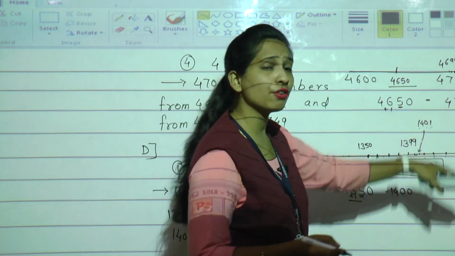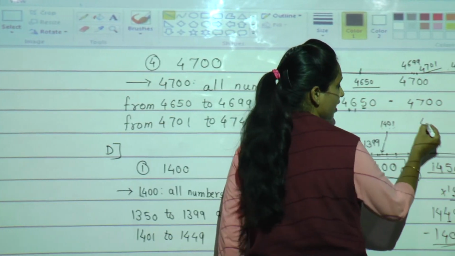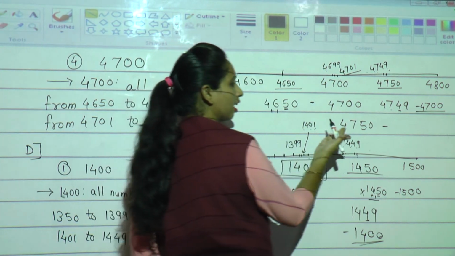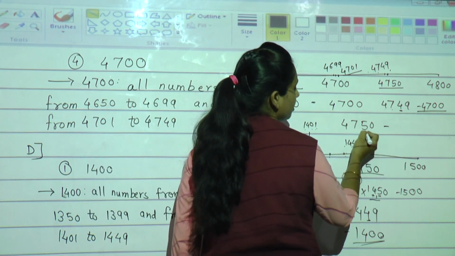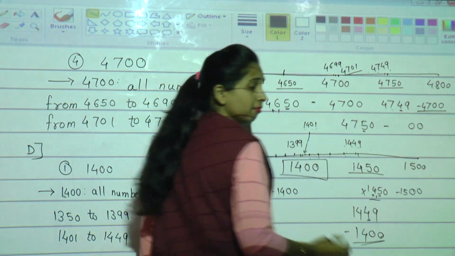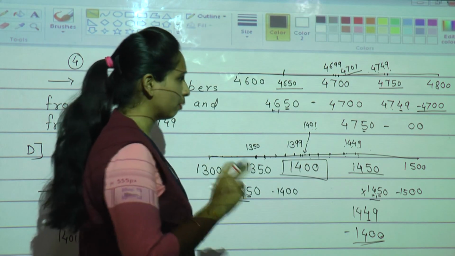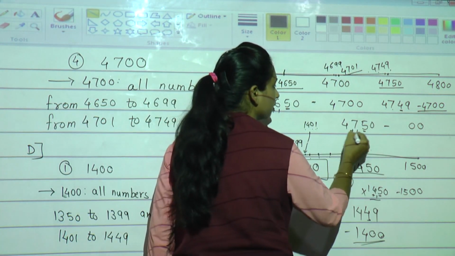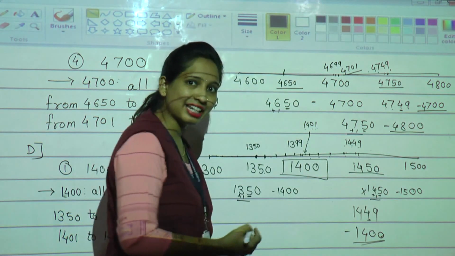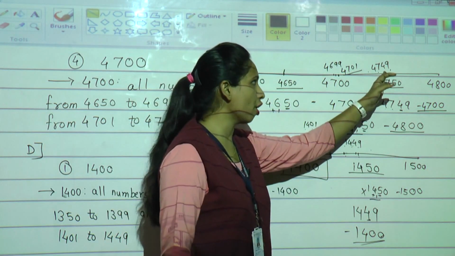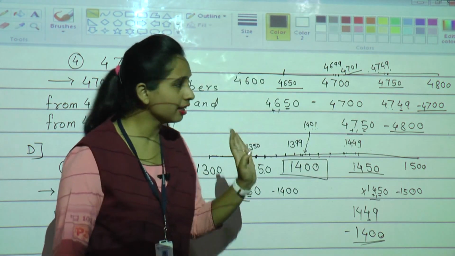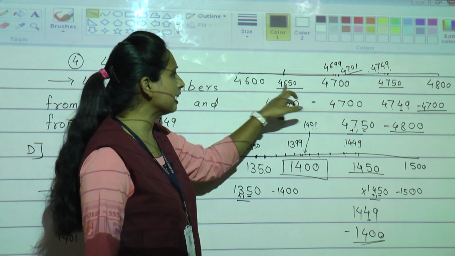Why are we not taking 4750? See, if I take 4750, let us see the rounding of this number. What is there on tens place? 5. If it is 5, place the 0 at ones and tens and add 1 to the hundreds place. So it becomes 8. It goes to 4800. So we have stopped here at 4749 only. Got it?